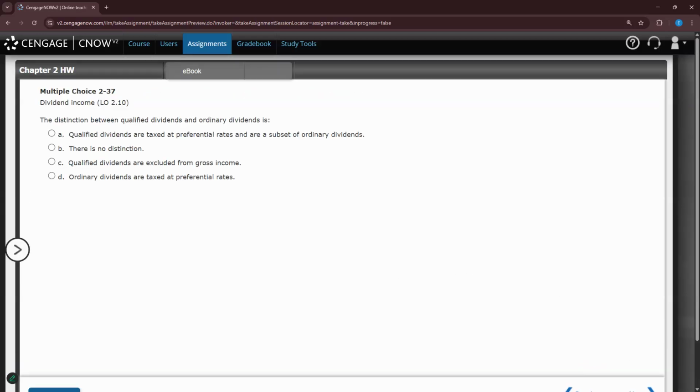All right, so this brings us to dividend income. As it relates to dividend income, it is extremely important to distinguish between what's called qualified dividends and what is called ordinary dividends. The reason why this is important is because they are taxed in different ways.